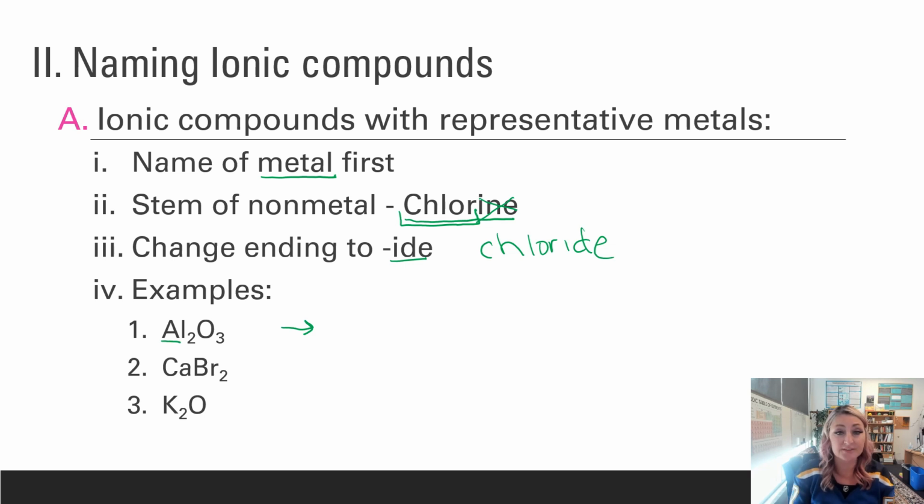Let's give this a try. We're going to start here. This is a metal. First thing I want to ask myself, and I know this is going to be a representative metal because that's what the podcast says it's going to be first, but I always want to double check: is this a representative metal, a group A metal, or is this a transition metal? Aluminum is a representative metal.